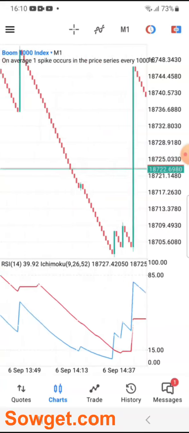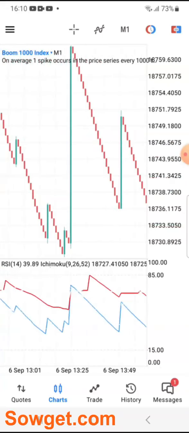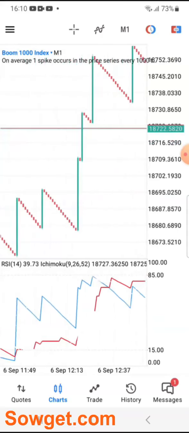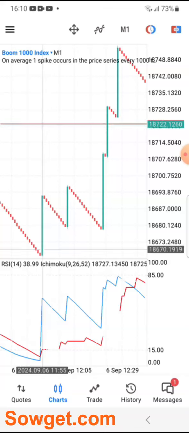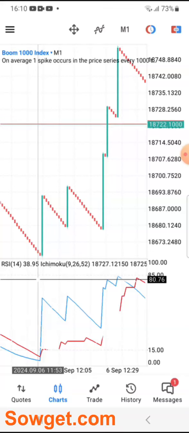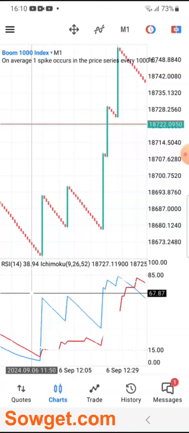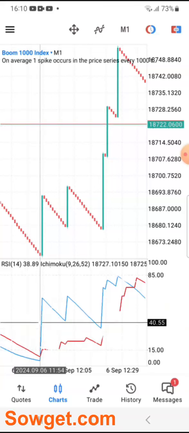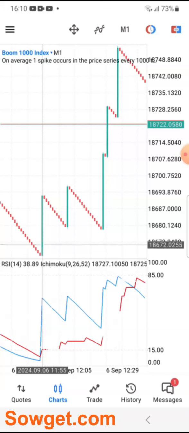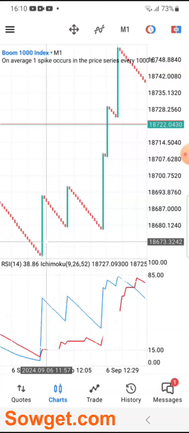If we just come back here, you see where this strategy works so effectively. All right, so now look at the perfect example I'm talking about here. You can see that the RSI and the Ichimoku came below the 15 level here, and you can see that the first spike occurred. Immediately it occurred, then the RSI came above the Ichimoku line. So you are simply going to enter a trade around here.